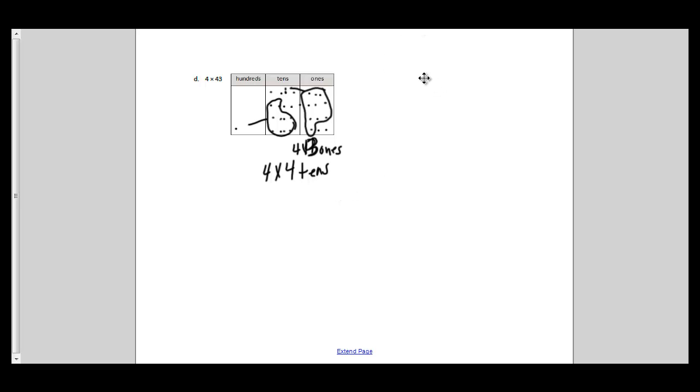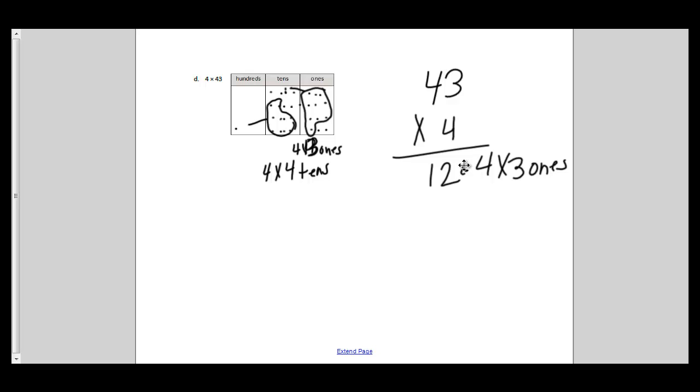Okay, so let's write our problem. 43 times 4. So I ended up with 12 ones because 4 times 3 ones is 12. And then I did 4 times 40, which was 160. 4 times 4 tens. When I add that together, I get 172.